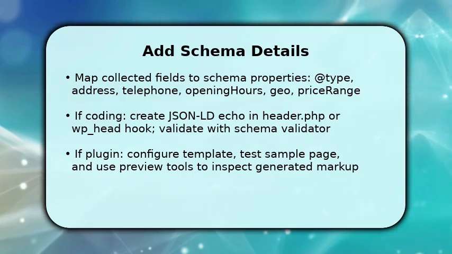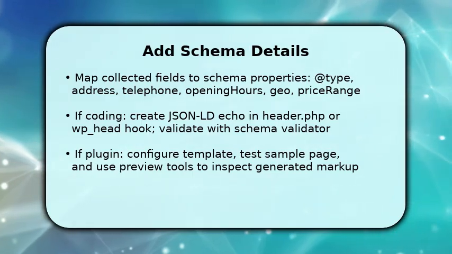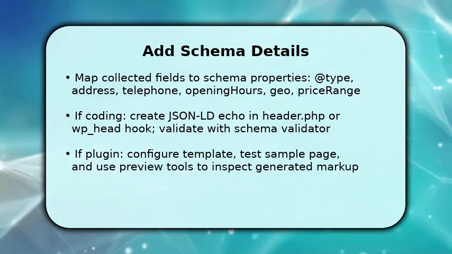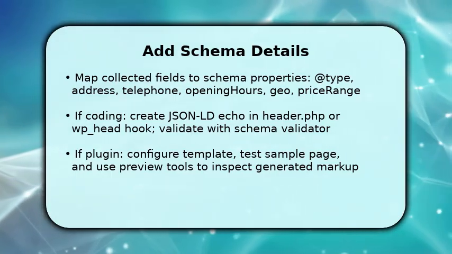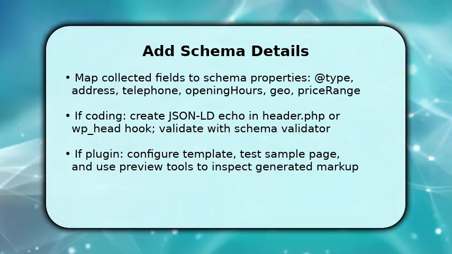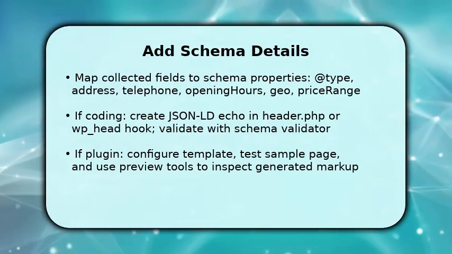If coding, add a JSON-LD script in the header via a WP head hook or child theme header.php, and make fields dynamic with get_option or post meta. If using a plugin, configure its local business template, link fields to your data, and test a sample page.